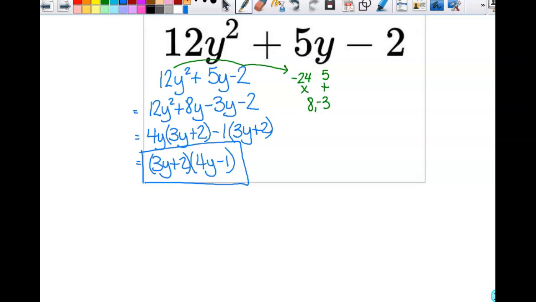What questions do you have? Anything? We good? You can factor if A is not 1? All right, so now I want you to go back to slide 1 on this. I'm going to go all the way back to the beginning.